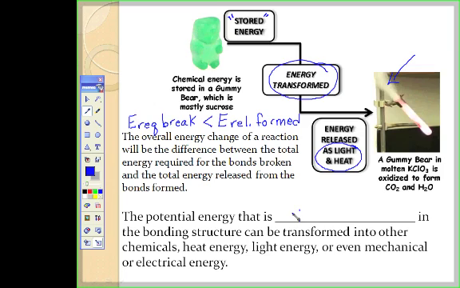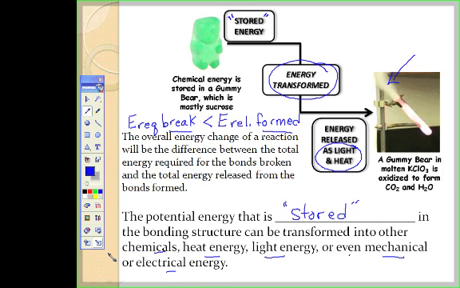So we say that this is stored, but don't get in your mind that that means that when bonds are broken, energy is released. That is not true. It's got to be a comparison of that which is broken compared with that which is formed to determine if there is stored energy available. And that can then be transformed into chemical energy, light energy, heat energy, or mechanical or electrical energy.